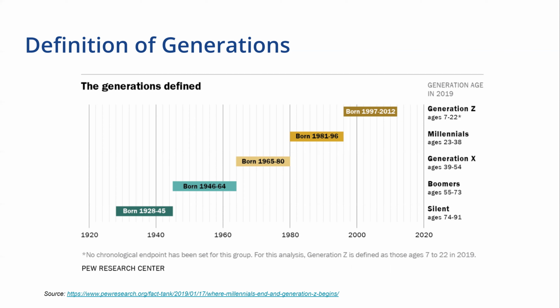The next generation is baby boomers. This generation was so named because they were born during the baby boom that followed the end of World War II. Individuals in this generation are 56 to 74 years old.